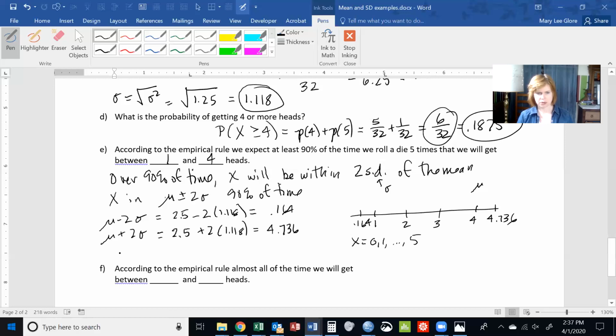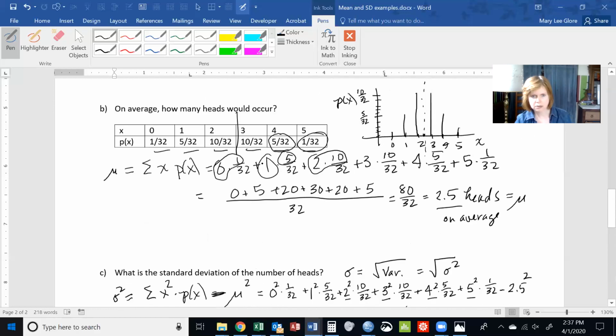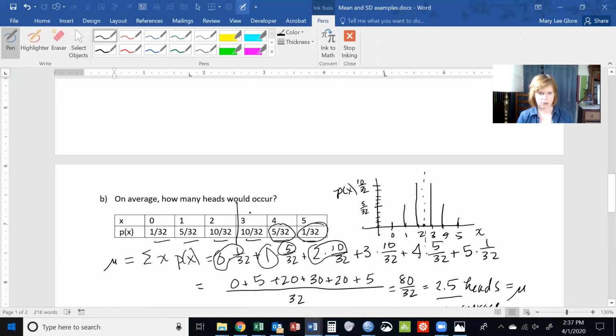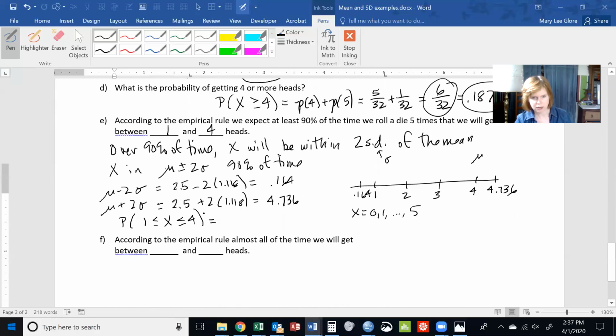But what is that probability? What's the probability that x is within 1 and 4? Right, like this: 1 is less than or equal to x is less than or equal to 4. What is this probability? Well, let's look. Here's all my x's. I can sum up all of these, or I can do 1 minus the other two by the complement rule, which seems easier to me. So that's what I'm going to do. This equals P of 1 plus P of 2 plus P of 3 plus P of 4.